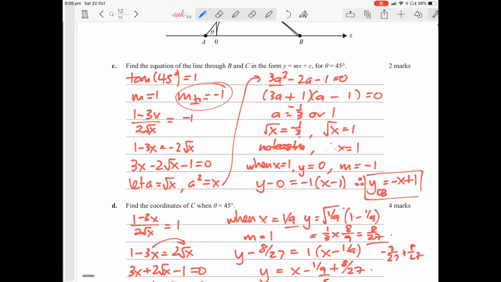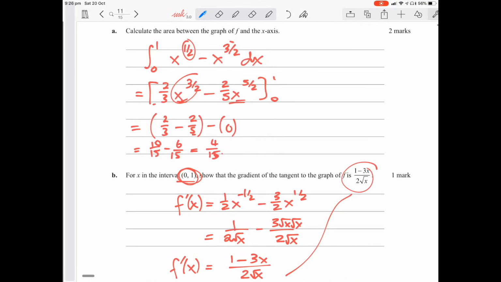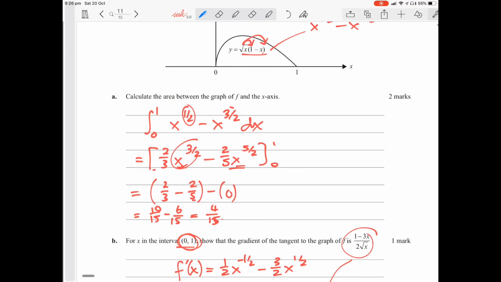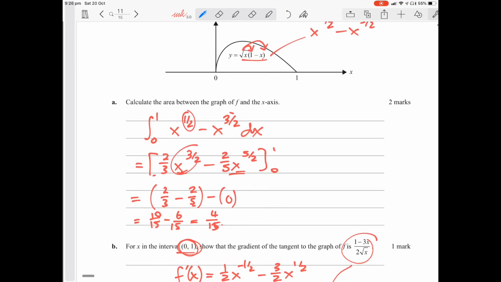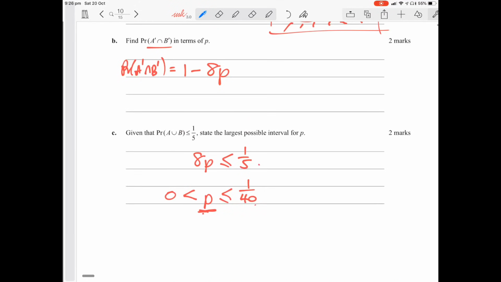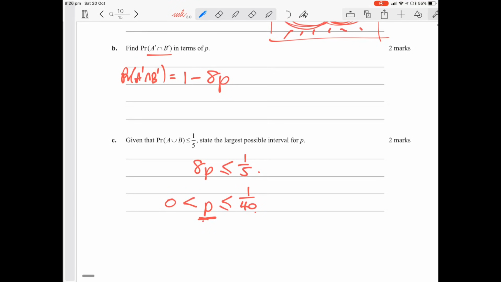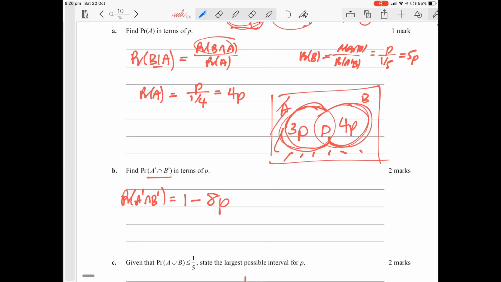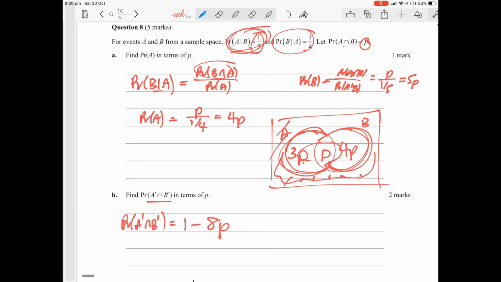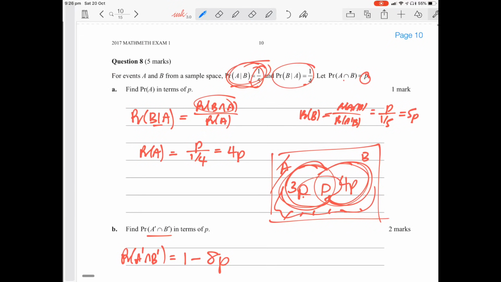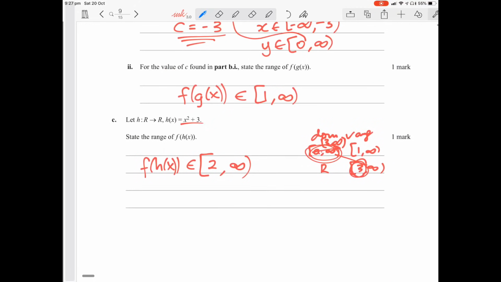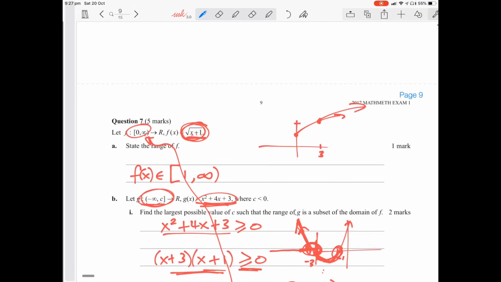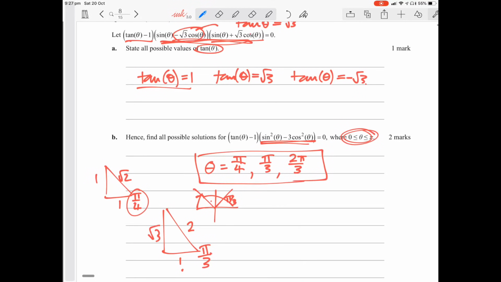Answered that with the equation of the line. Show the gradient, that one's easy. Calculate the area, we've calculated the area. State the largest possible interval, yep. A naught intersects B naught, which is everything out here. So it's 1 minus what's inside, that's right. That's right, we didn't need to find that, but we did just to create that Venn diagram. That all looks right, we went through that slowly.